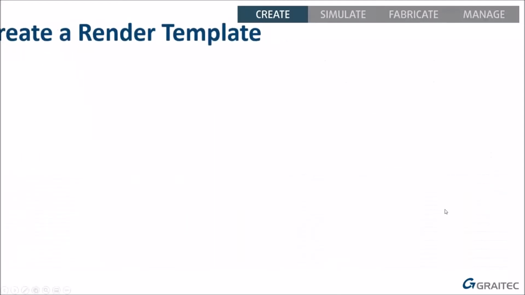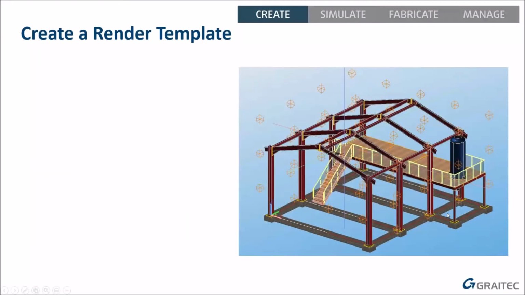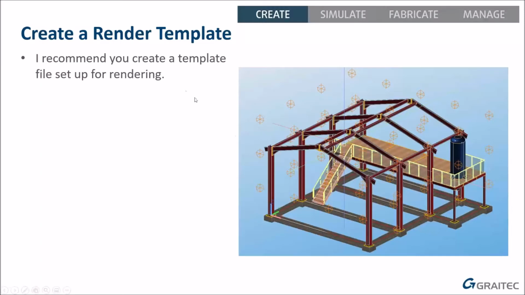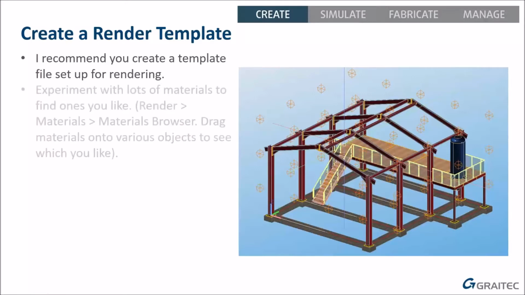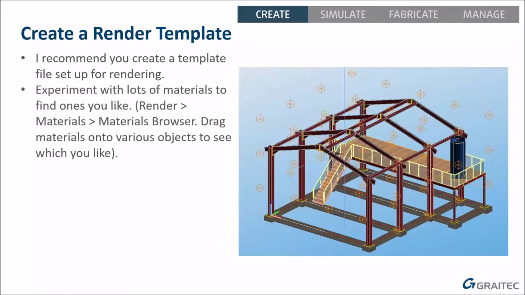So talking about that in a bit more detail, this render template is actually key to all the workflows I'm showing you today. I recommend that in AutoCAD, you copy your main modeling template and make a special copy for rendering. If you look on the render ribbon inside Advanced Steel, one of the ribbon tabs is called Render. On there is a tool called the Materials Browser, and you can open that.